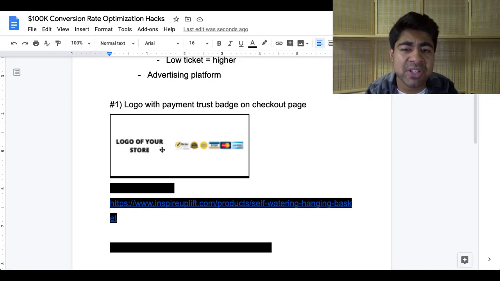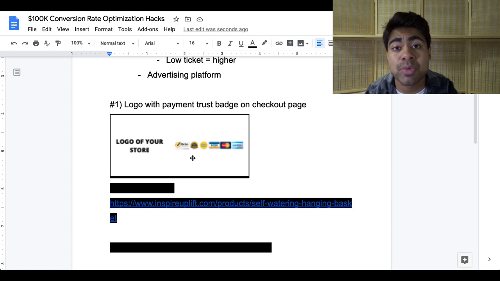You can do this on Canva or Photoshop, wherever you want to do it. Basically, create a rectangle. Maybe you can do 1800 by 1600 pixels, and on the left side, put your logo, and on the right side, put a payment trust badge. And then once you have done that, go ahead and upload this brand new logo onto your checkout page, because what's now going to be shown to your customers is this specific image right here. Basically, they will see your store's logo, but they'll also see this trust badge.